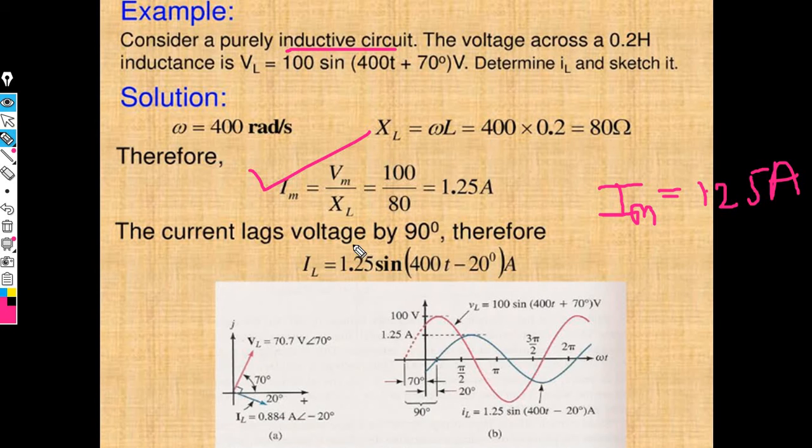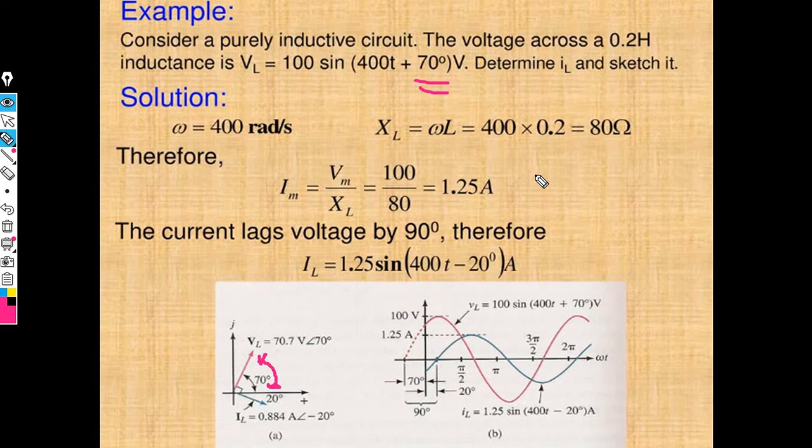Now the current is obtained, but since we have considered a purely inductive circuit, the current lags the voltage by 90 degree. This concept I have already explained in the purely inductive circuit. Here is the waveform. There are two angles here: the first angle is 70 degree.